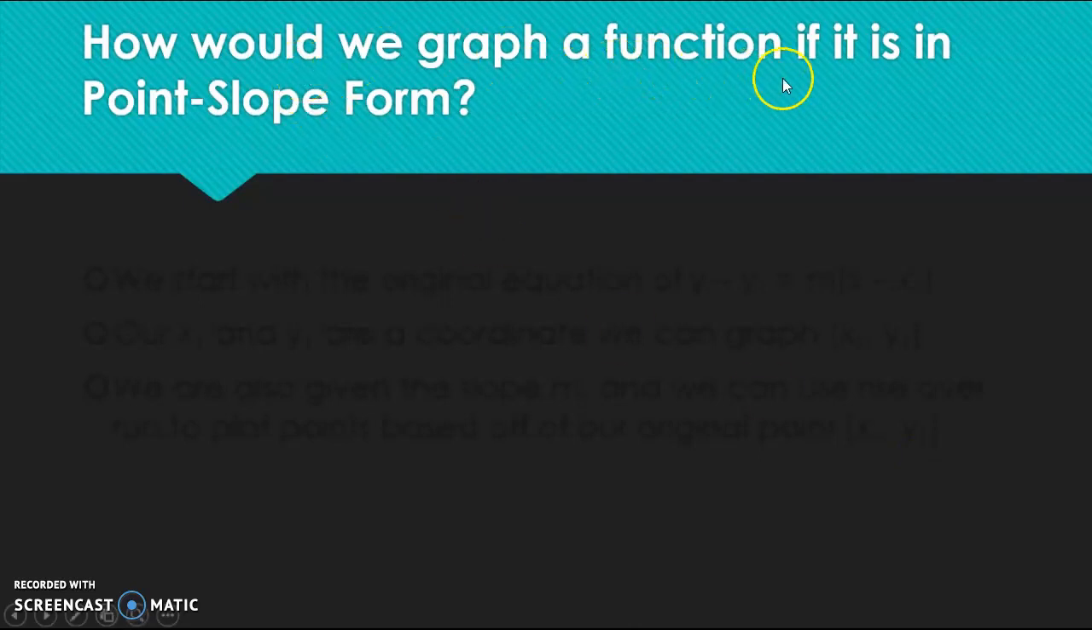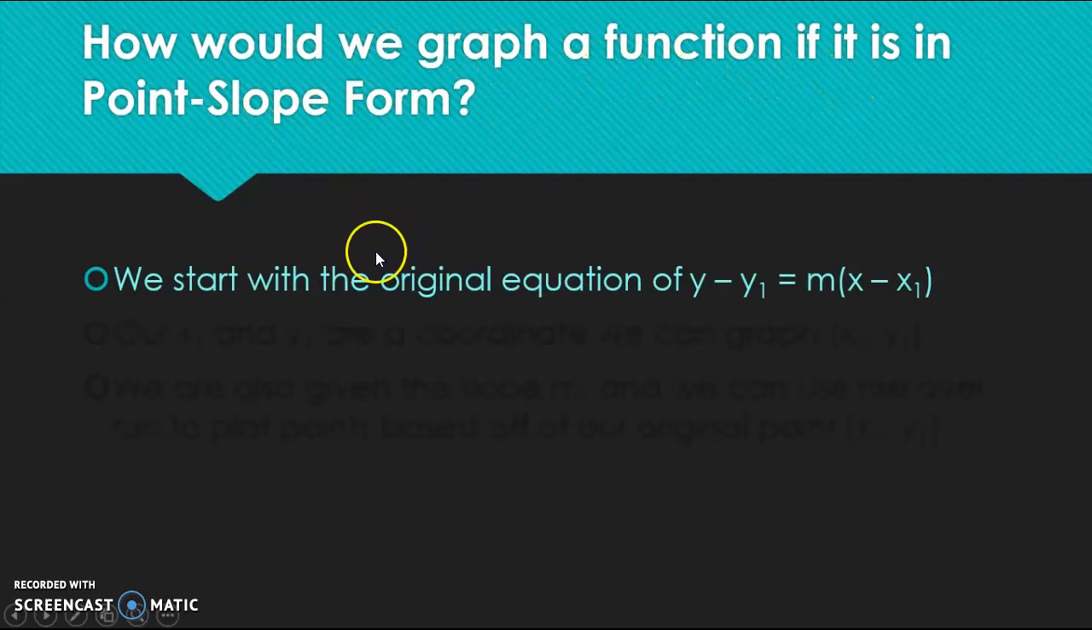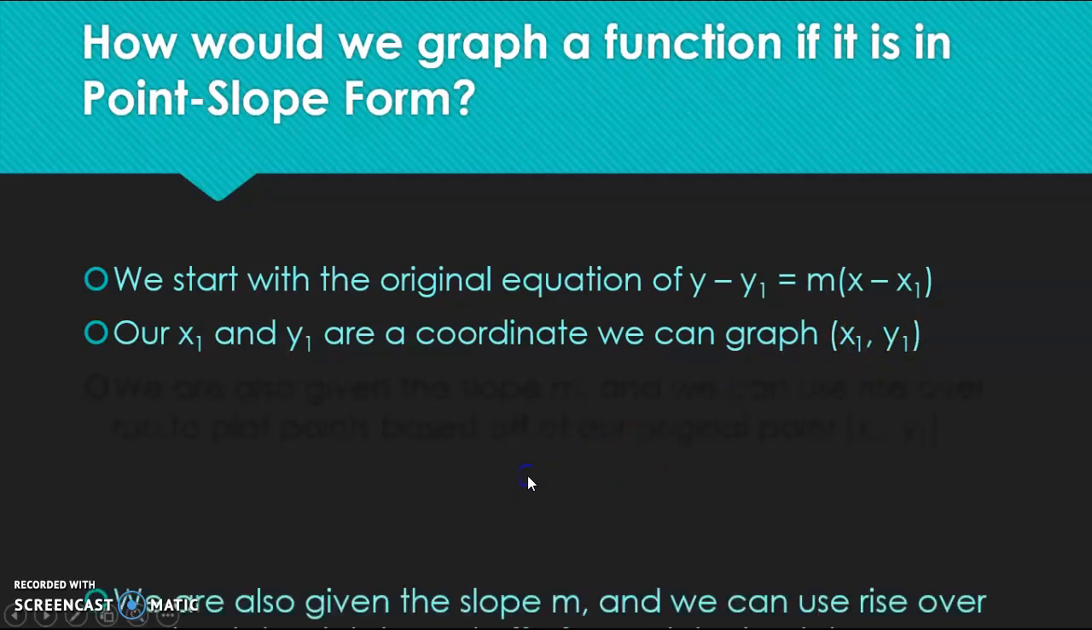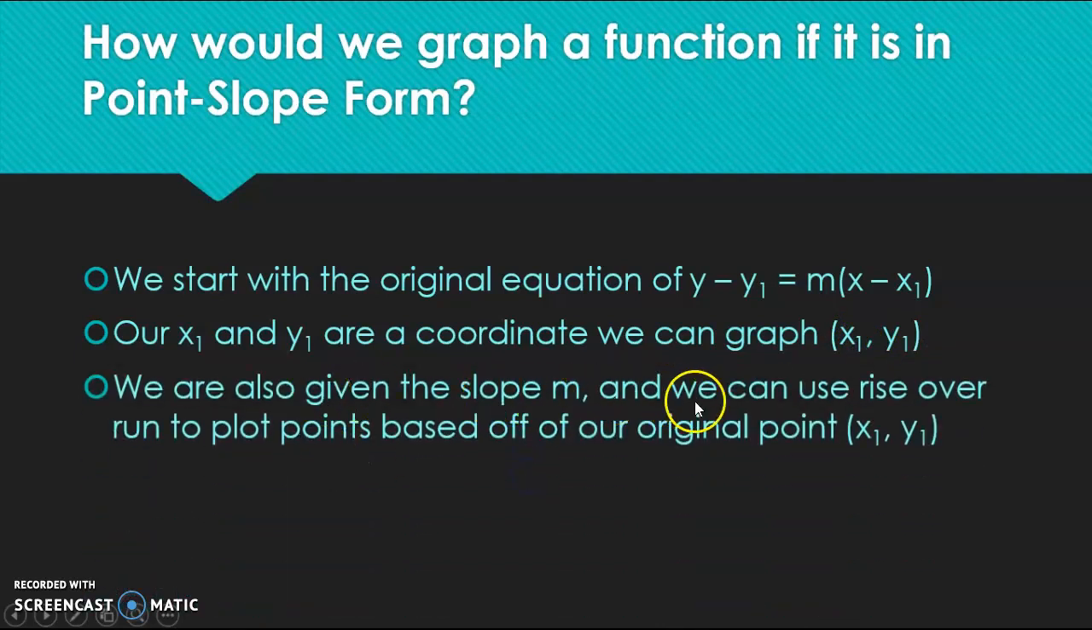Now, how would we graph a function if it is in point-slope form? First, we start with the original equation of y minus y1 equals m times x minus x1. Next, our x1 and our y1 are a coordinate we can graph. We can take these two numbers and put them as a coordinate, and then plot it on a coordinate grid. We're also given the slope, and we can use rise over run to plot points based off of our original point, x1, y1. Let's look at an example of that.